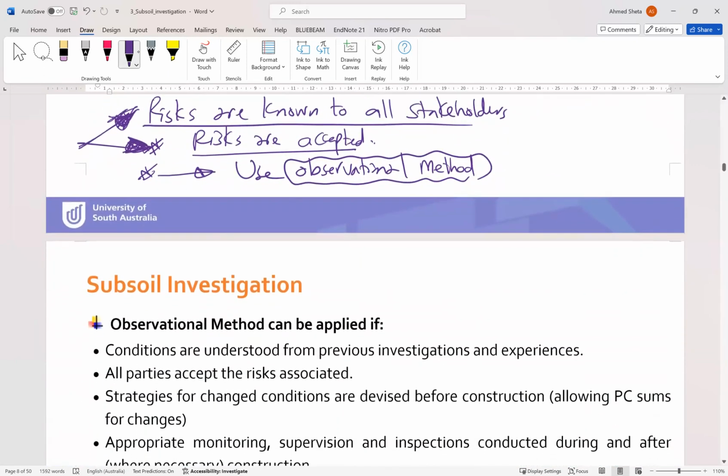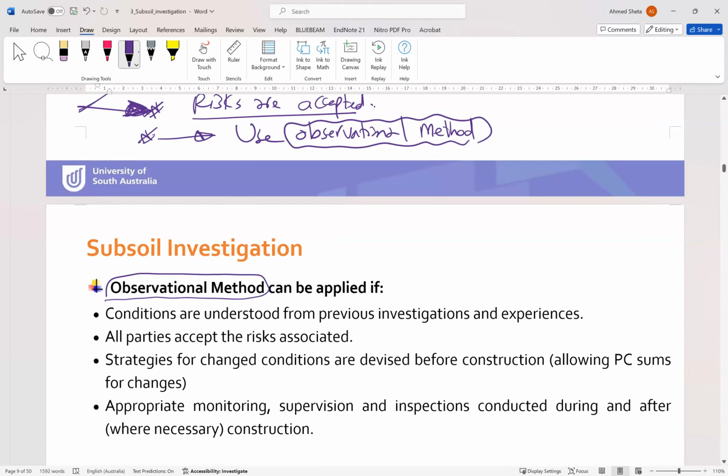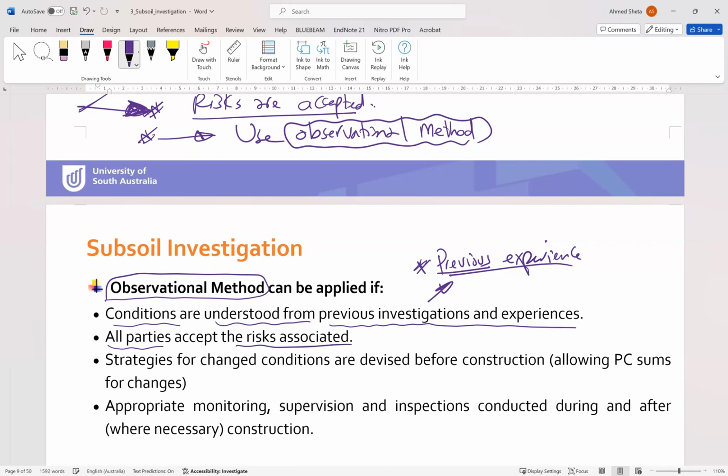This observational method can be applied when the conditions are understood from previous investigation and experience. From previous experience, maybe you have executed the same building on the same site or a quite similar site before, so you know the risk and you already overcame the difficulties you faced before, so you can use the observational method. Again, all stakeholders accept the risk associated.